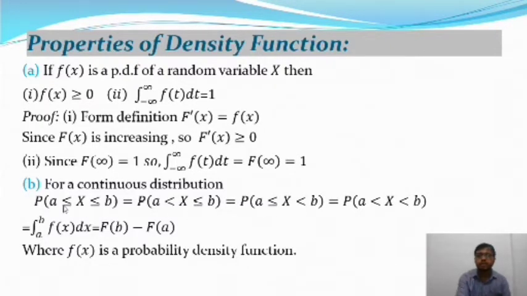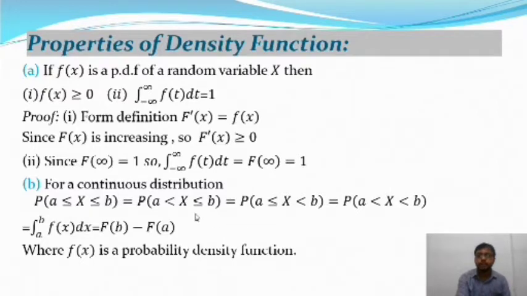The probability of a less than X less than or equal to b is equal to F(b) minus F(a), but the probability of a less than or equal to X less than or equal to b is not equal to F(b) minus F(a) in a discrete case. But in a continuous case, these four probability values are equal, and it is equal to F(b) minus F(a), that is the integration over a to b of f(x) dx, where f(x) is the probability density function.